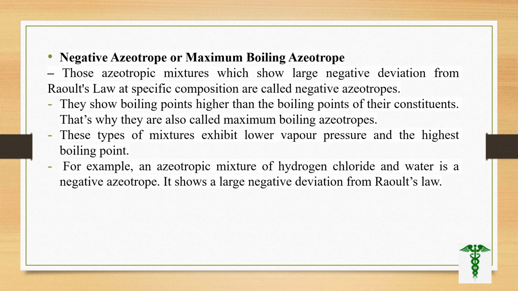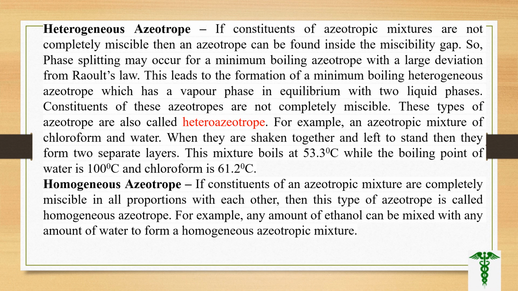The maximum boiling azeotrope has lower vapor pressure and highest boiling point. We can give hydrochloric acid water as an example. It shows a large negative deviation from Raoult's law. Apart from the major two types, four more types are there, like heterogeneous azeotrope, and fourth one, homogeneous azeotrope.